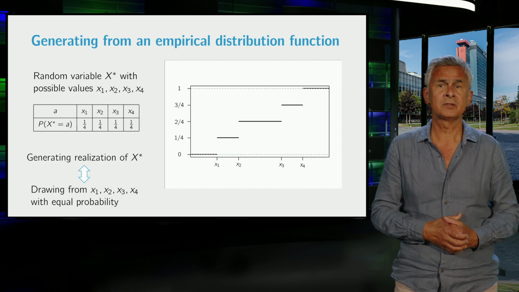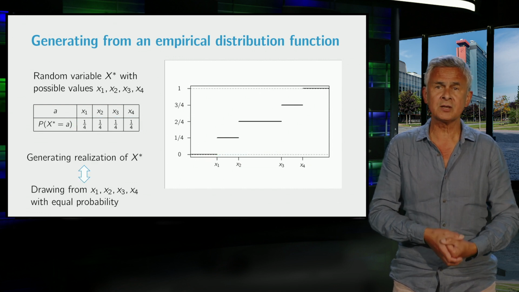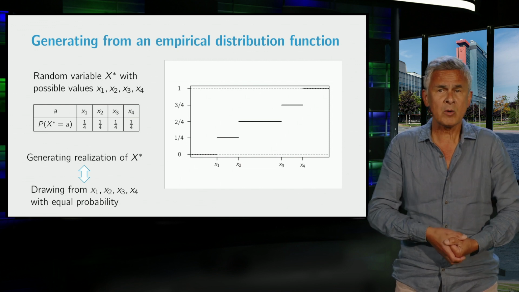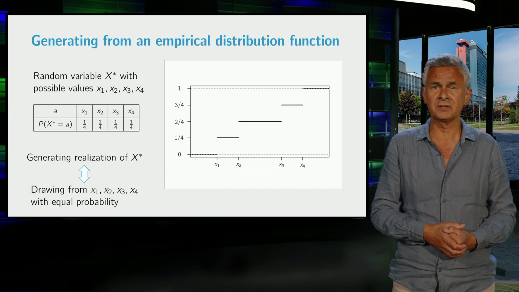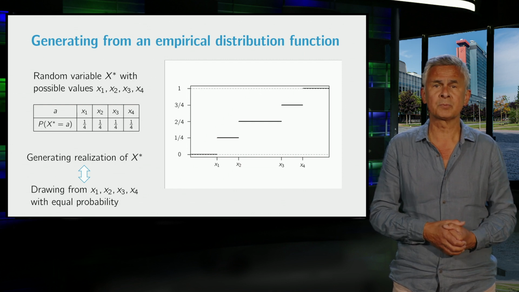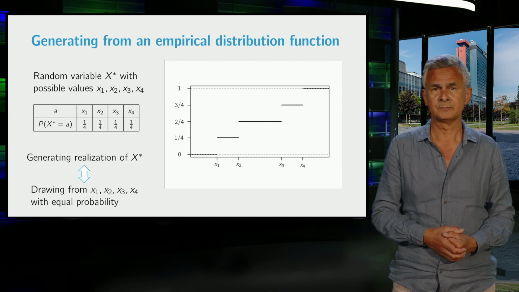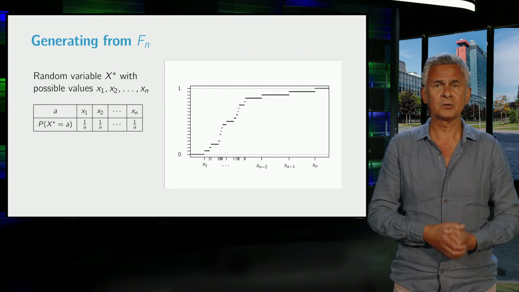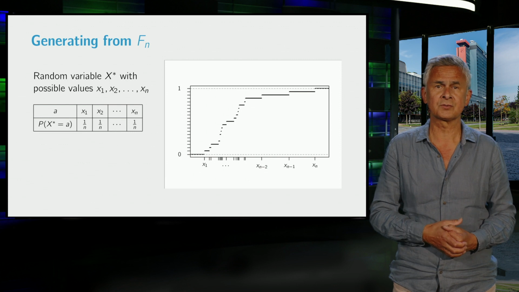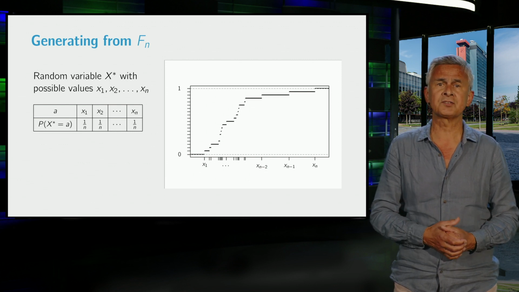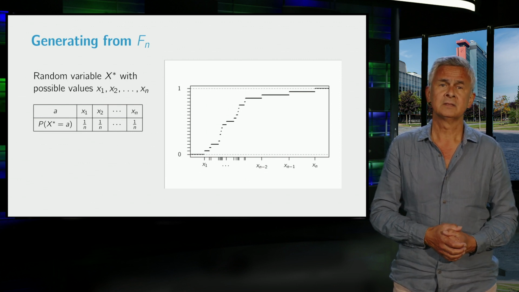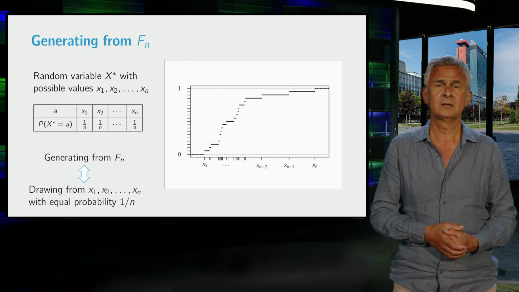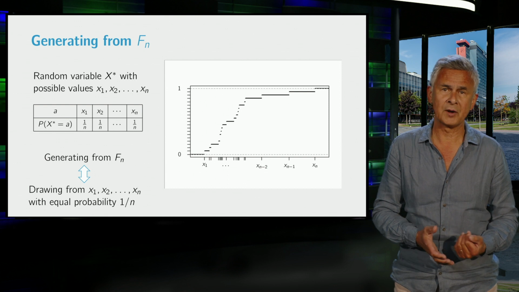So we conclude that if we want to generate a single number from this empirical distribution function, this is equivalent with drawing an element of the data set with equal probability 1/4. In general, if we have an empirical distribution function of n points, and we want to generate a single number from Fn, this is equivalent with drawing an element of the data set with equal probability 1/n.